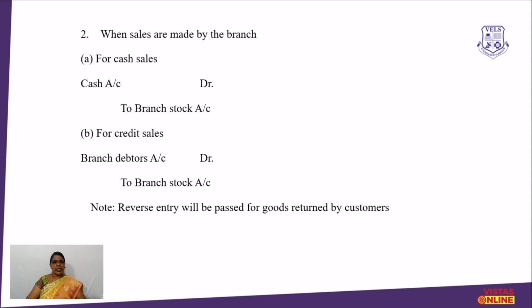Then the next journal is when sales are made by the branch. In case of cash sales, cash account debit to branch stock account. This is the journal entry. In some situations we are making credit sales. In case of credit sales, branch debtors account debit to branch stock account. This is the journal entry. In case any return is there, a reverse entry will be passed for the customers.